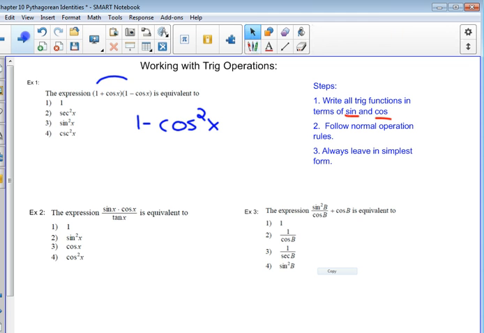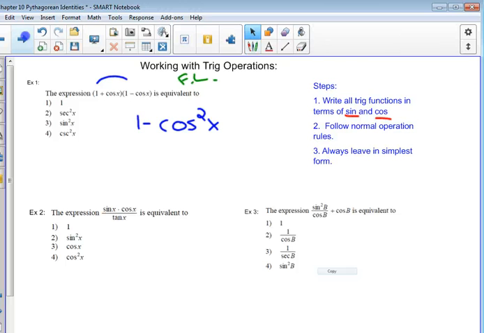Now Carly noticed something. Did you have to do the whole FOIL here? No, because these are conjugates. They look exactly the same except the middle signs change. Now, if we look at our options, do we have 1 minus cosine squared? No. So this is where, Maddie, you're going to see these questions asked. Anytime we see a 1 being added or subtracted from a trig function squared, it probably has something to do with one of the identities.